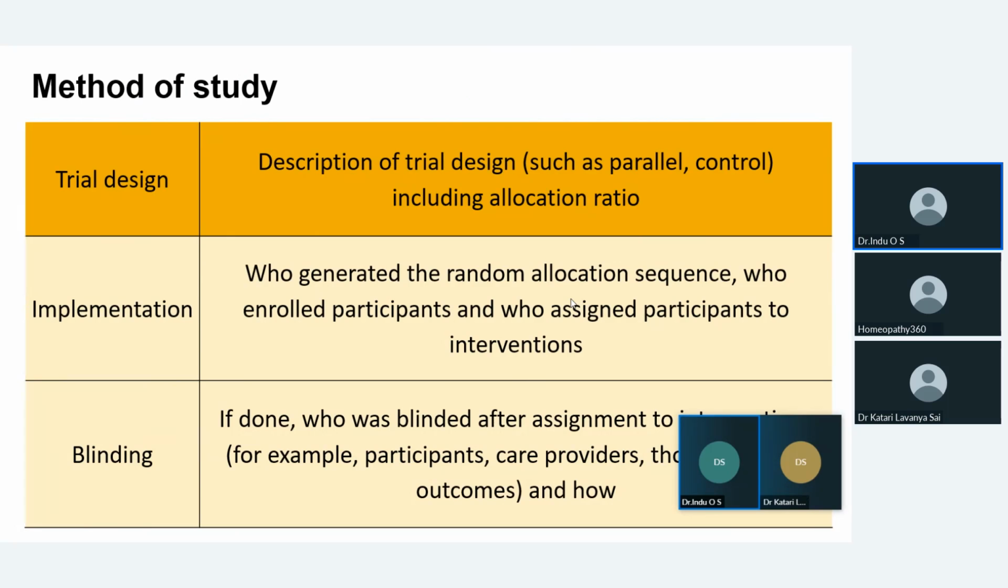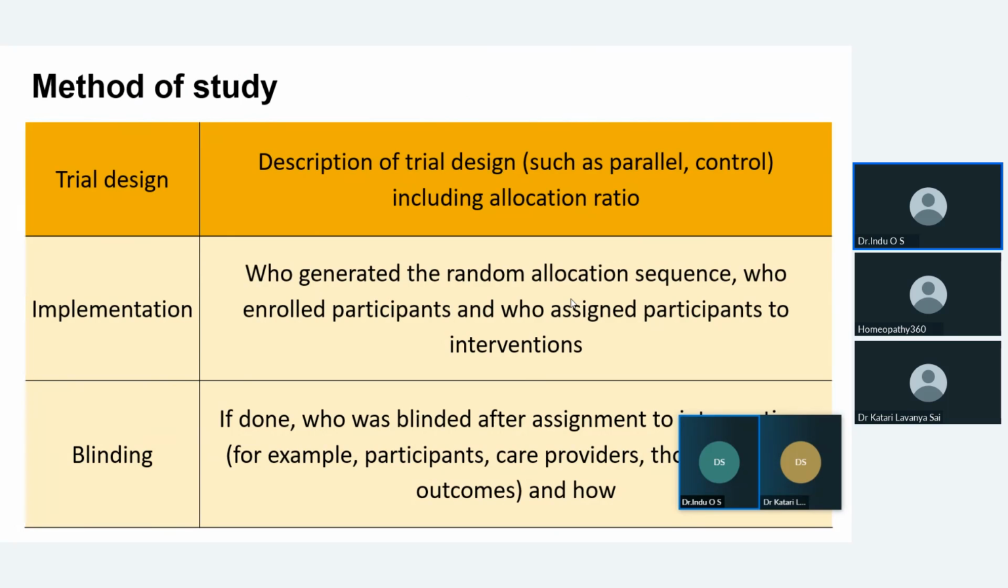Okay, so implementation means who generates the random allocation sequence, who enrolls the participants, and who assigns the participants to interventions. All these things come under implementation. First of all, under the method of study, we have to see whether it's an RCT, or a single arm study, double arm study, or three arm study. You may have heard these terminologies. Single arm study means only a single group. Two arm study means two groups to compare, and three arm study means three groups.